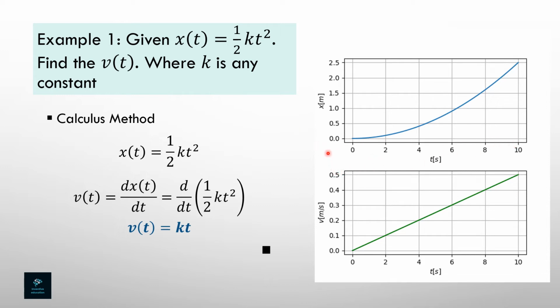This graph shows the position of the object with respect to time. This is the quadratic curve, and this graph shows the velocity of the object with respect to time. As seen from this equation, this is the linear curve.